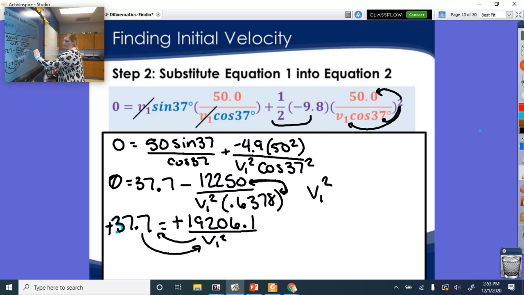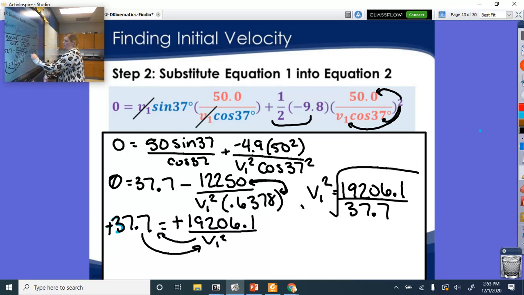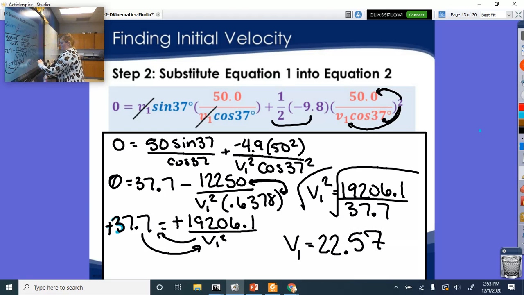So v1 squared is 19206.1 divided by 37.7. And then I take the square root for those. Square root that. V1 is 22.57, and that's going to be meters per second.